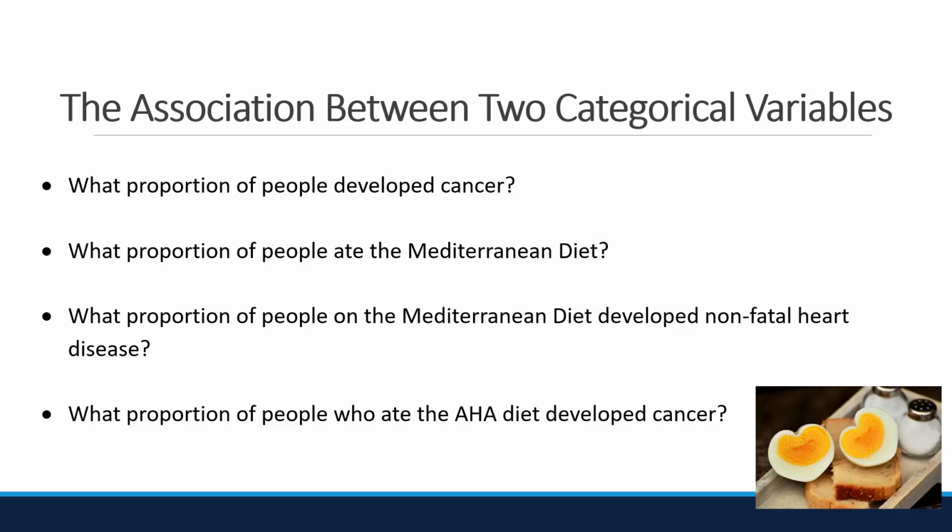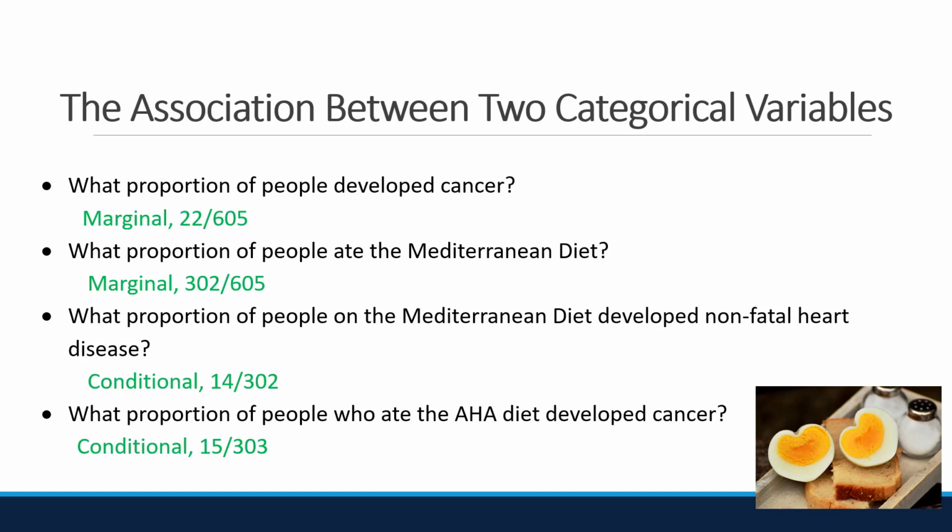This is called a marginal proportion. For each of the following, calculate the requested proportion and decide if it is conditional or marginal. You may leave your answers as a fraction. Pause the video, and when you come back, we'll look at the solutions. Note that the first two proportions are marginal. Therefore, they are both divided by the total number of cases. The second two are conditional.